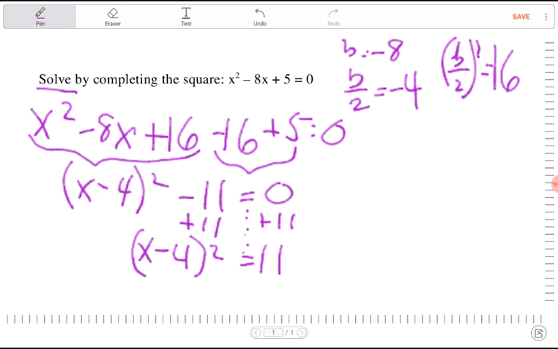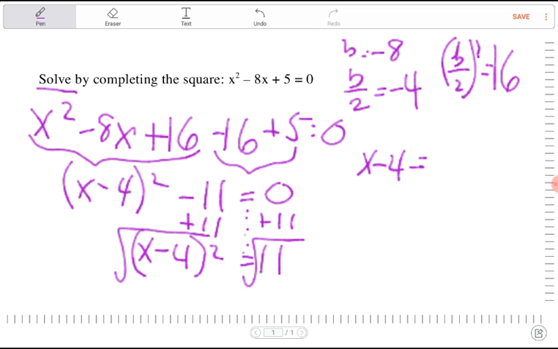Okay, now the next thing we want to do is we want to get rid of this whole thing squared. So we're going to take the square root of this. If we do it to one side, we do it to the other. I'm going to continue my work over here in this blank space. So the square root of that whole thing, that cancels out, and we're just left with x minus 4.